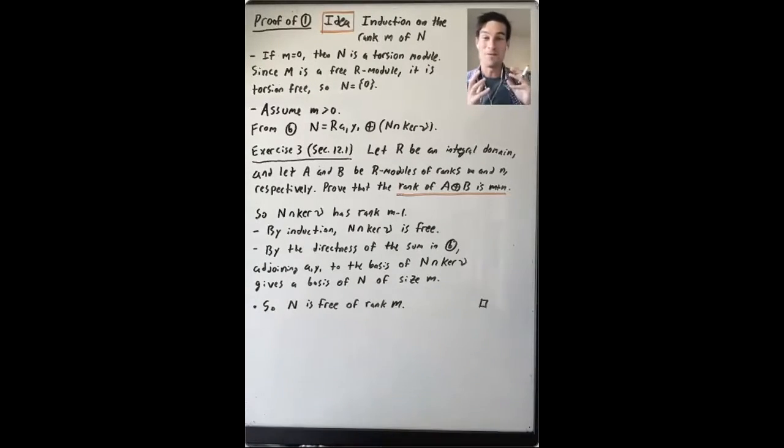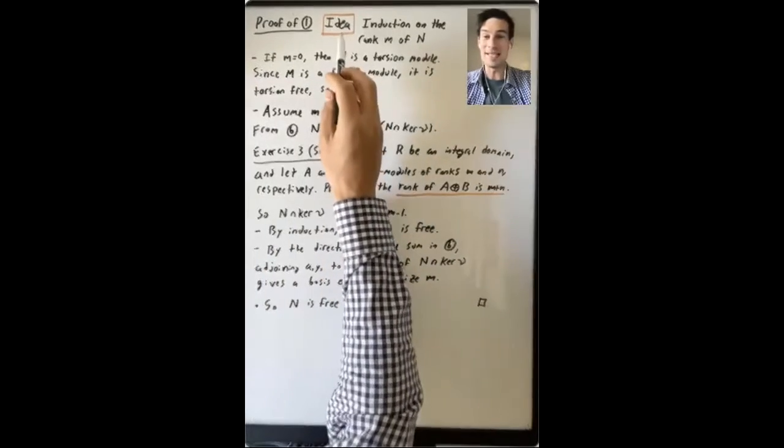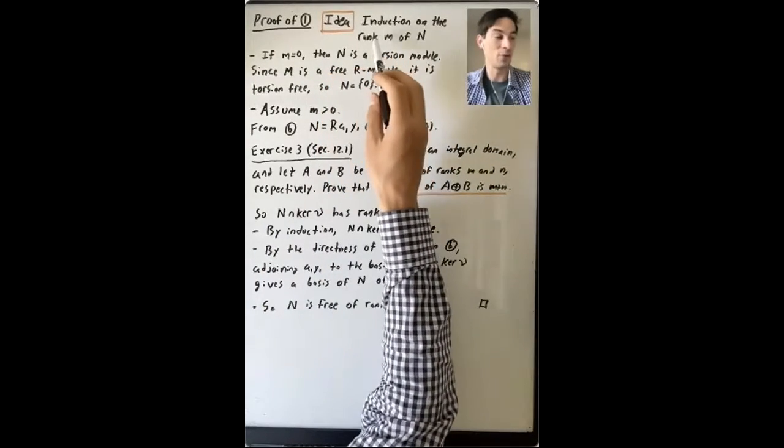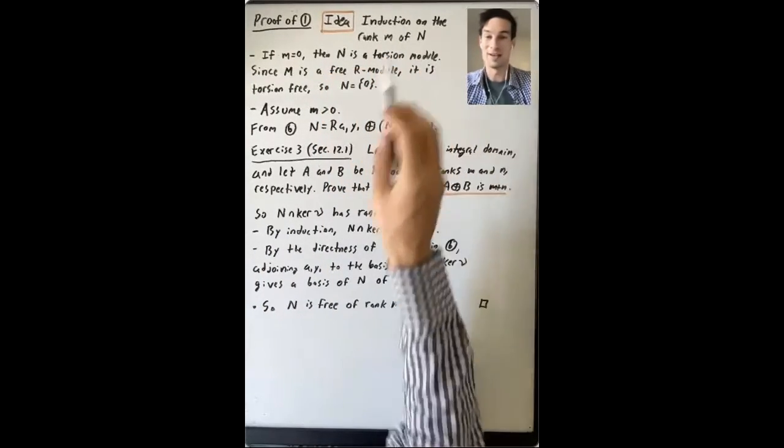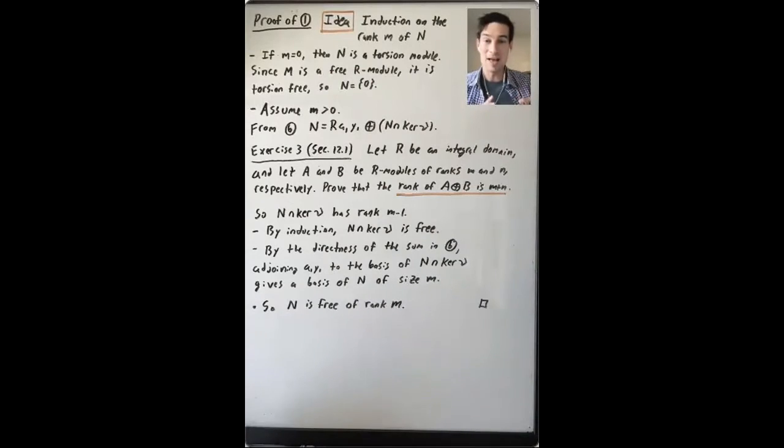Let's prove the first part of Theorem 4. The big idea is induction on the rank m of N. If m is 0, then what does that mean? There's no set of one element of N that is linearly independent.